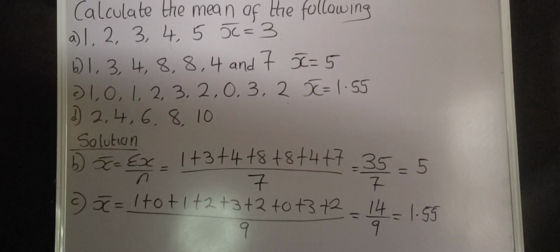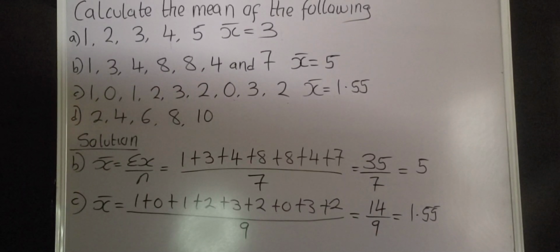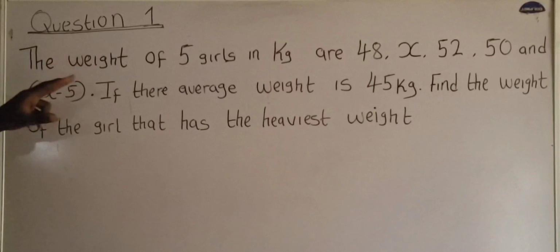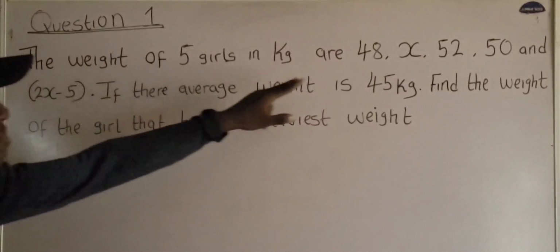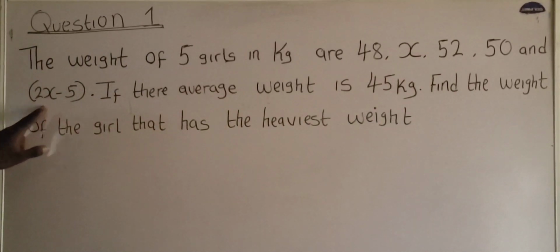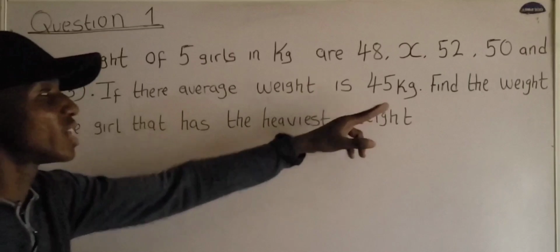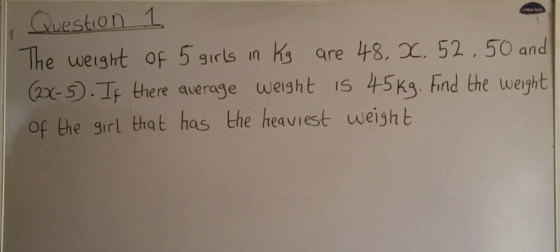Okay, let's take a look at some past questions concerning this subtopic, the mean of an ungrouped data. I want you to watch this video till the end and pay attention as I solve each question. We have question number 1. The weights of 5 guests in kilograms are 48, x, 52, 50, and 2x minus 5. If their average weight is 45 kg, find the weight of the girl that has the heaviest weight.